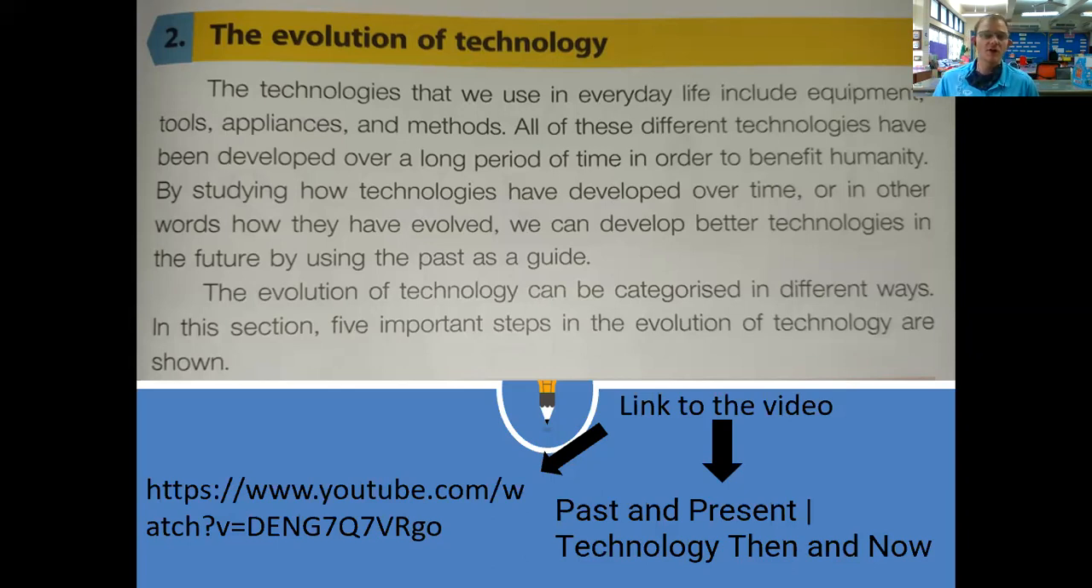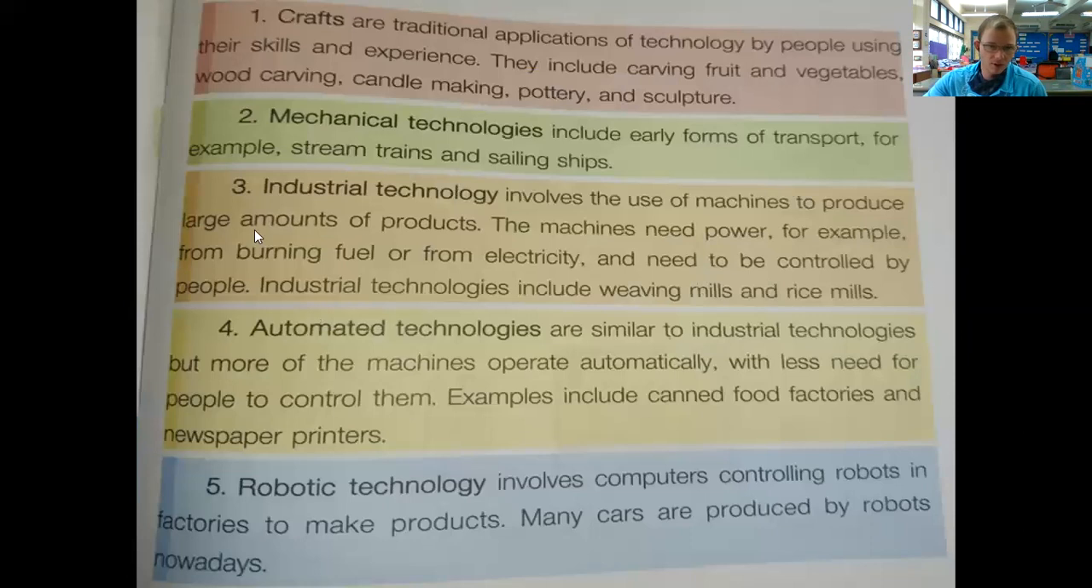The evolution of technology can be categorized in different ways in this section. 5 important steps in the evolution of technology are shown. So here are the 5 important steps. So we'll do the 5 steps and then we will finish for today's lesson.